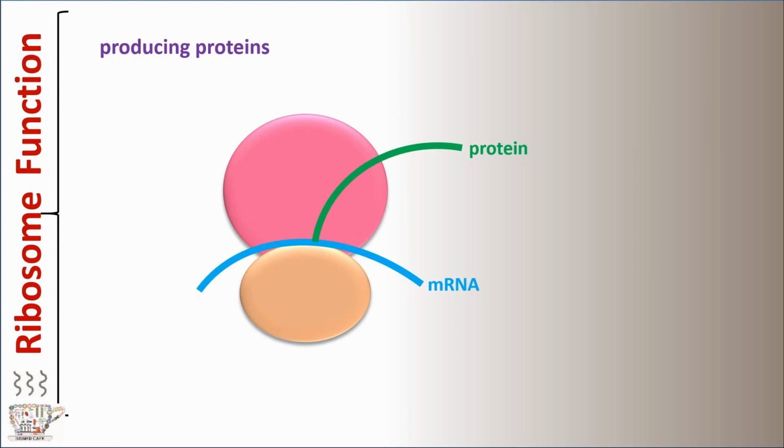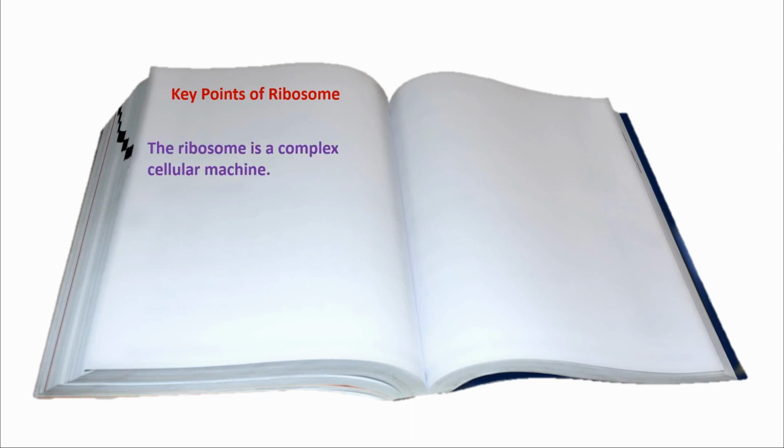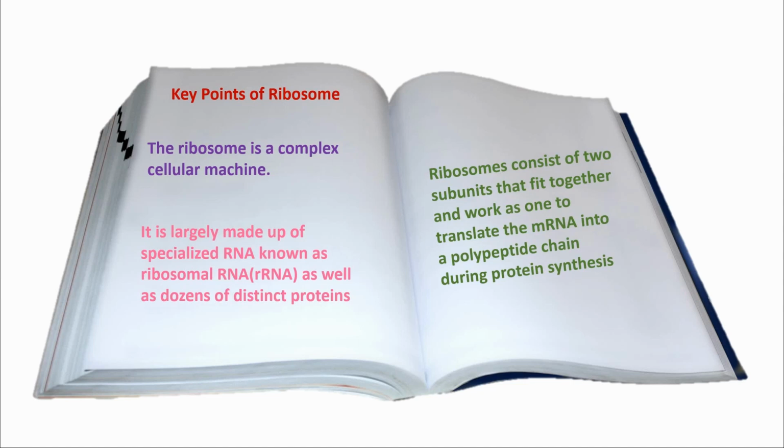Ribosome function. Ribosome plays an important role in producing proteins. Key points of ribosome. The ribosome is a complex cellular machine. It's largely made up of specialized RNA known as ribosomal RNA or rRNA, as well as dozens of distinct proteins. Ribosomes consist of two subunits that fit together and work as one to translate the mRNA into a polypeptide chain during protein synthesis.